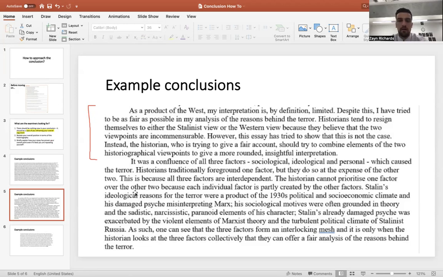So they go through paragraph by paragraph. This is what I covered, and this is how it links to my overall argument. All right. You don't have to do that, but I think it just makes for a nicer read.